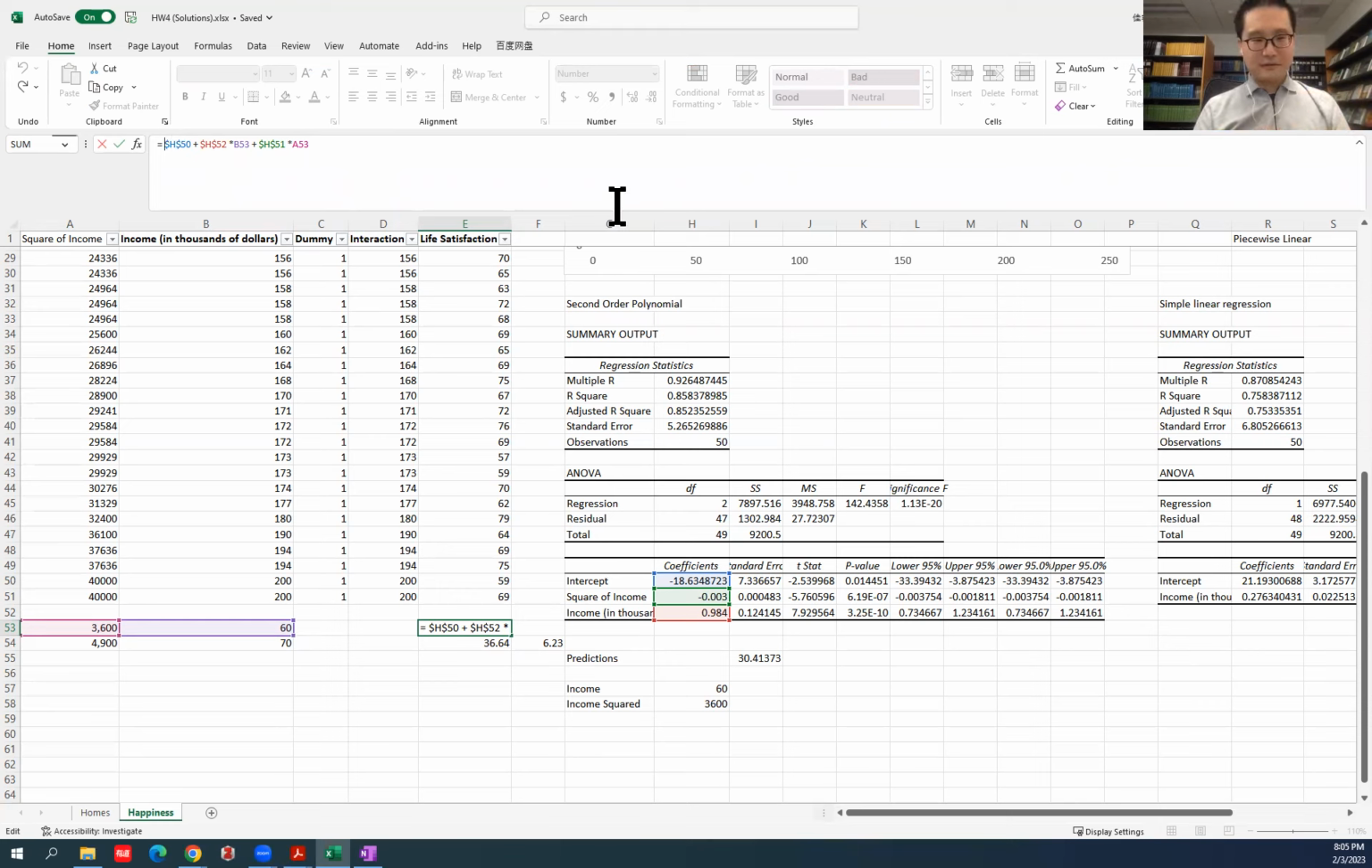Any questions here to generate predicted value of a model with second order polynomial terms? Oh, great. See, it's nothing different than what we practiced in problem 1. It's simply a linear combination of coefficients and predictor values.